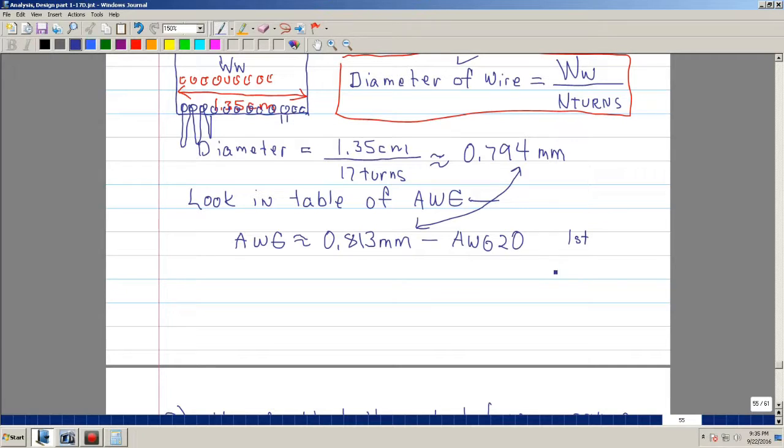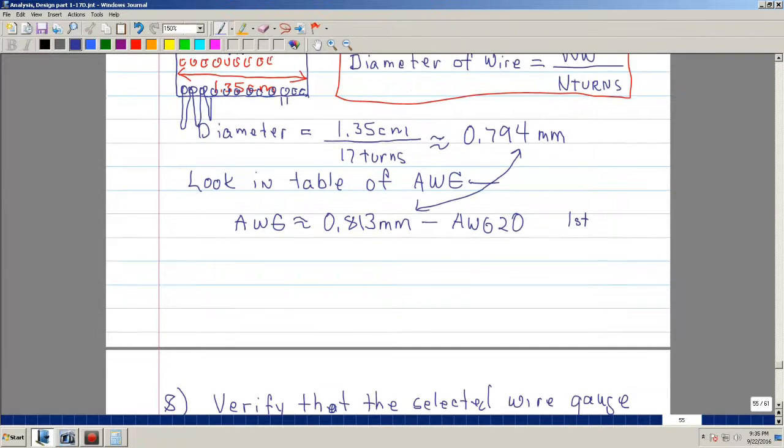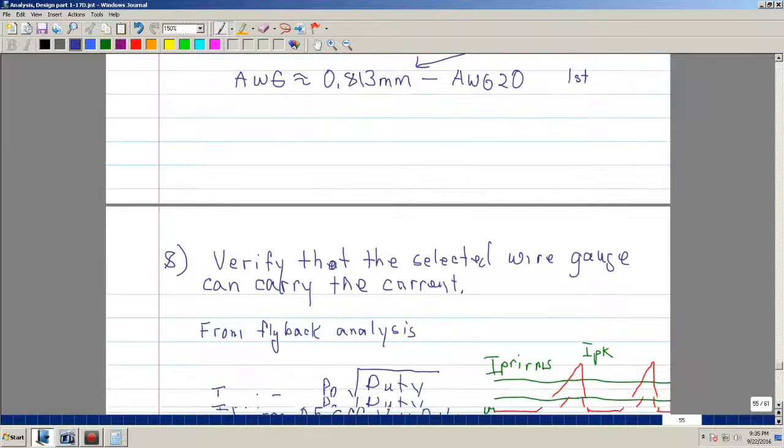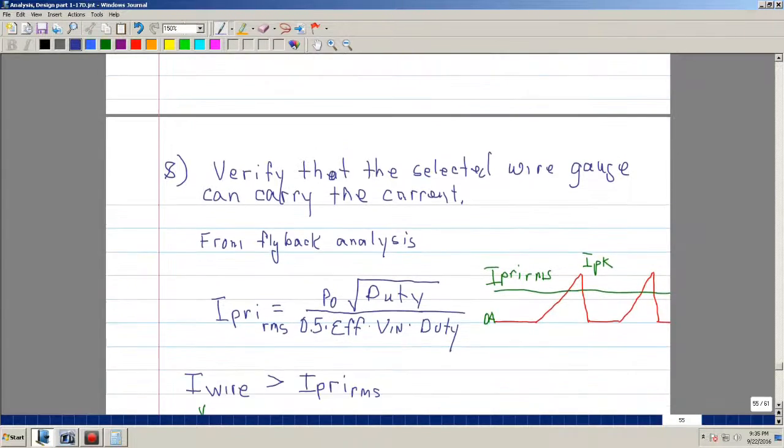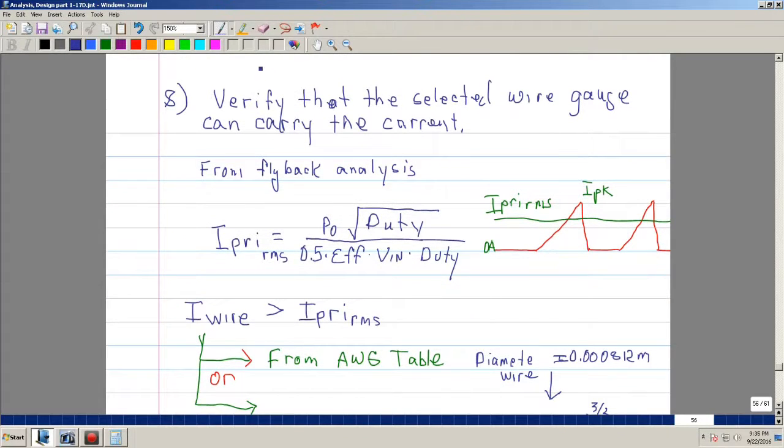And the reason I say this is because this is iterative. In other words, you try a first pass, and if it doesn't meet all your other specs, then you can change that. So once we selected the gauge, we want to verify that the selected wire gauge can carry the current.